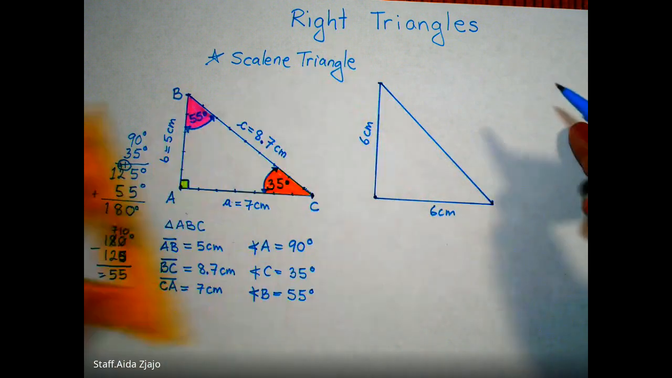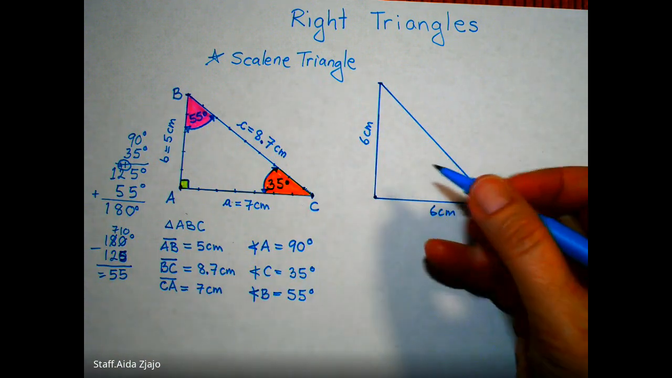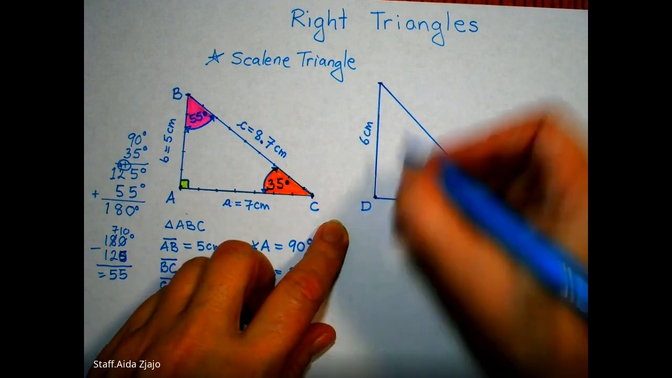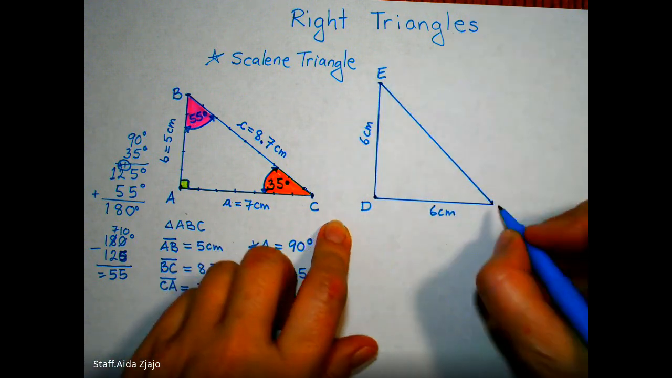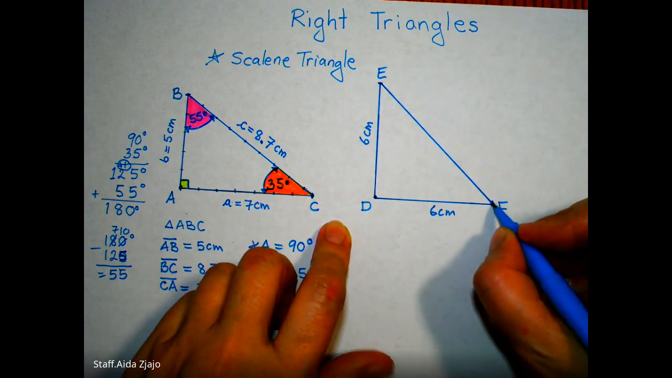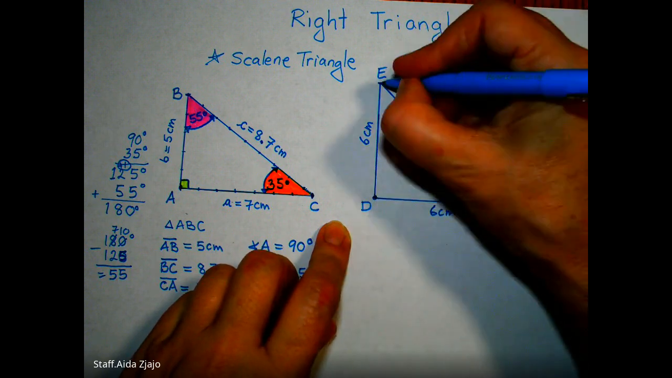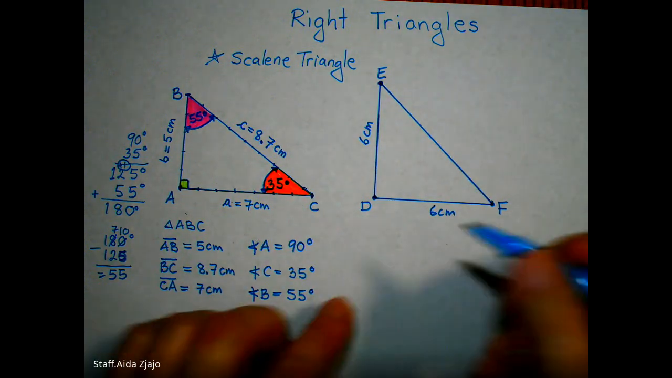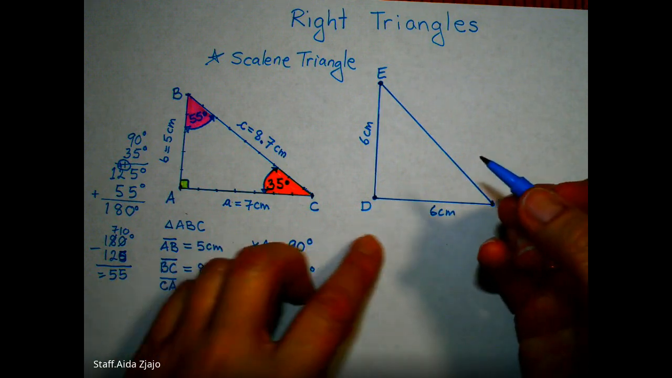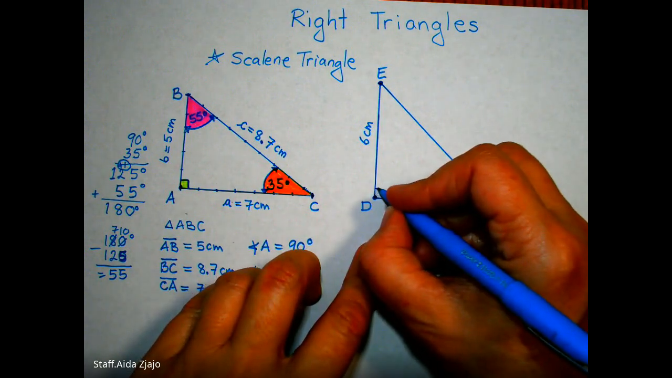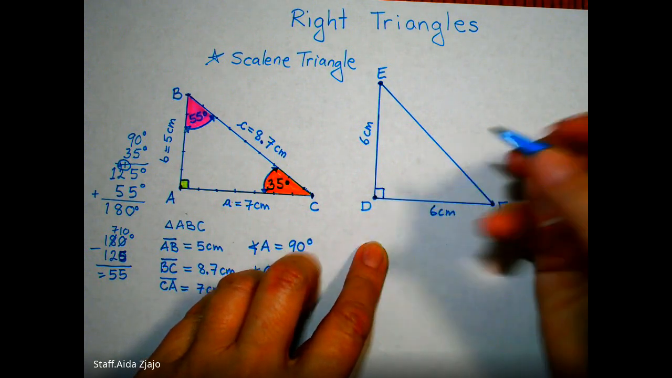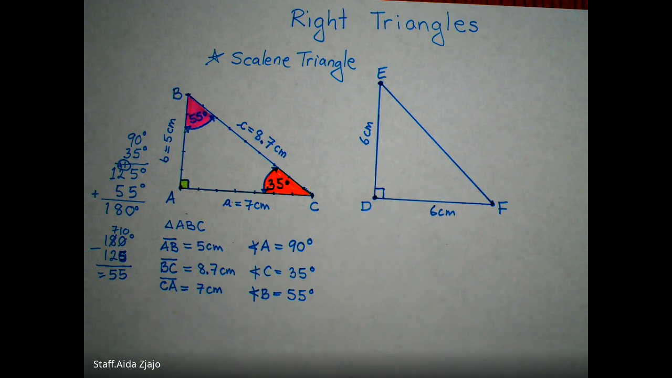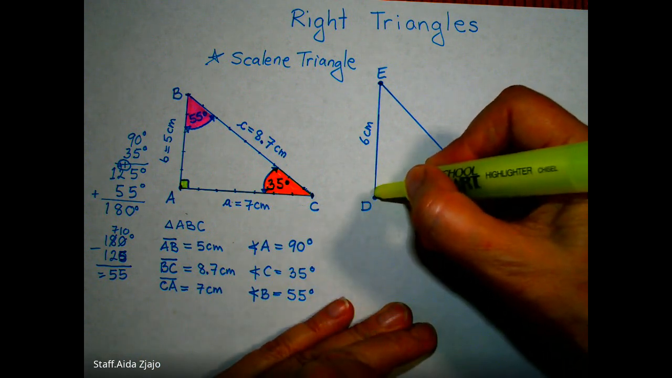So I can put, this is A, B, C. Let's put this D, E, F. Okay, so those are points on each segment. So then we need this little square because that shows that it is a right angle. Okay, right angle.